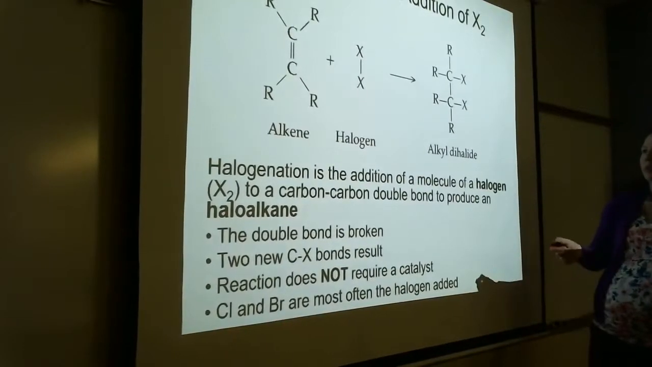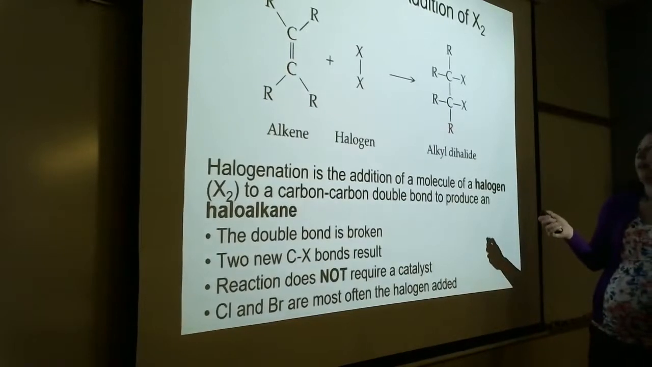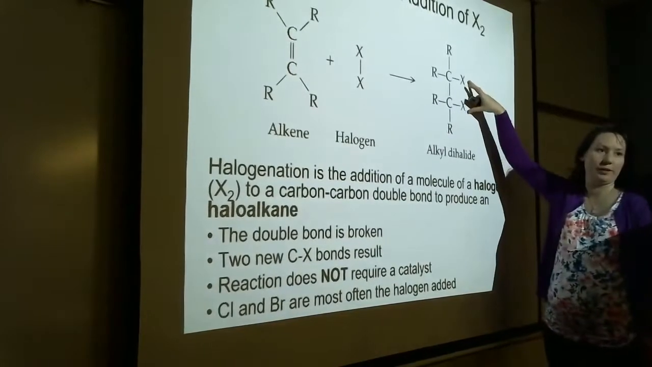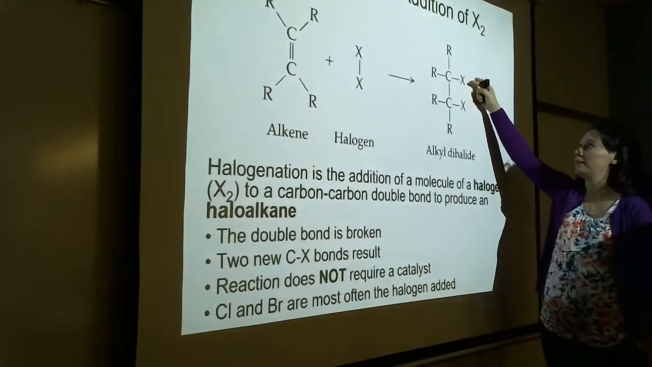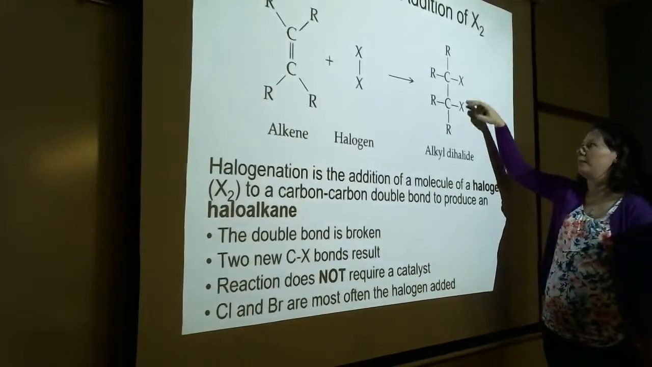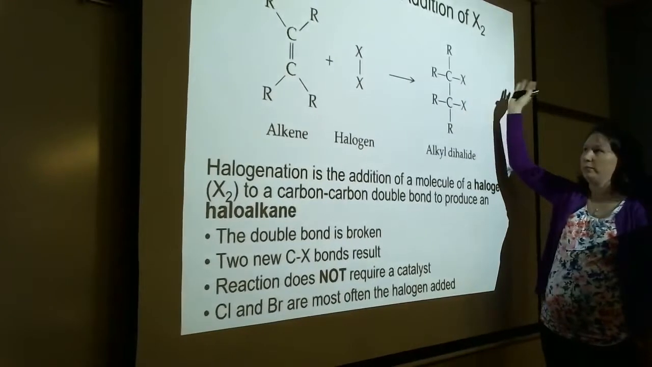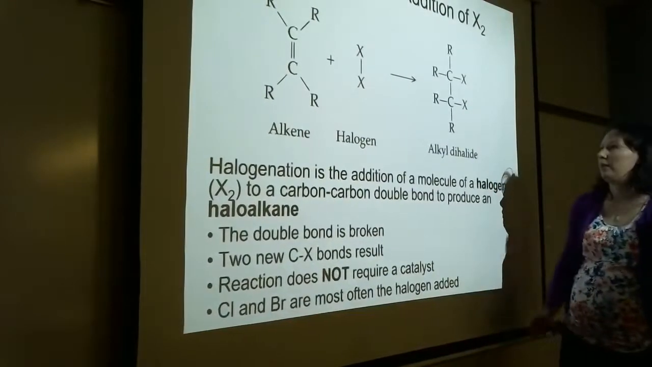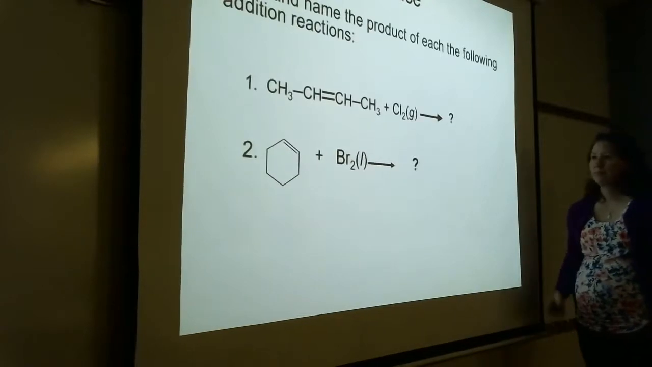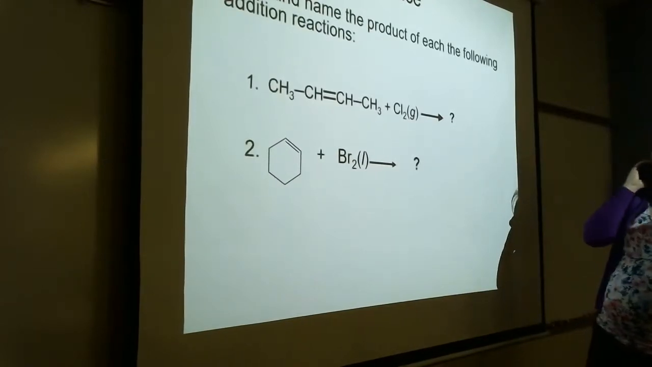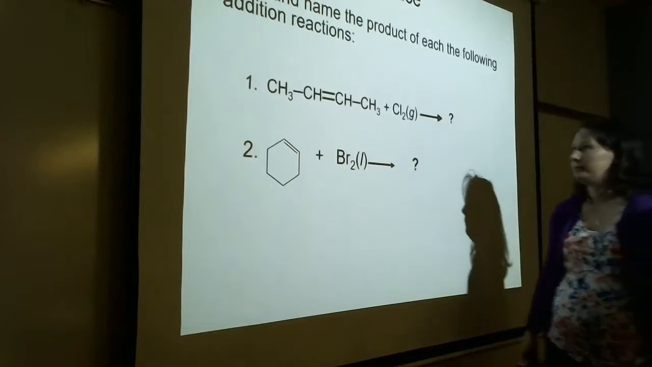So again, we're still reducing the alkene down to an alkane, but now we're adding substituents, right? Because this is going to be a Cl, this is going to be a Cl, so your product is going to be, for instance, 1,2-dichloro. And then any other substituents you have to name in there as well. So let's take a second, draw and name these two products.